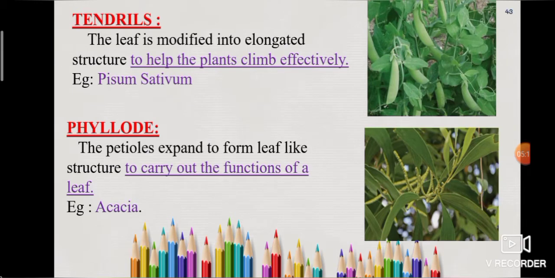Second one, tendrils. The leaf is modified into elongated structure to help the plants climb effectively. Example, Pisum sativum. Third one, phyllode. The petioles expand to form leaf-like structure to carry out the functions of a leaf. Example, Acacia.